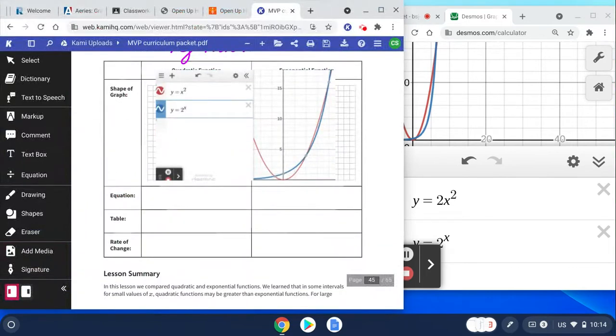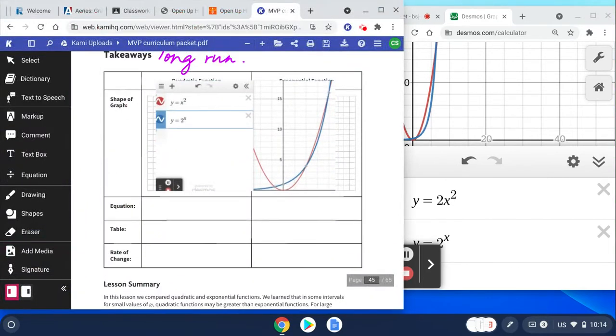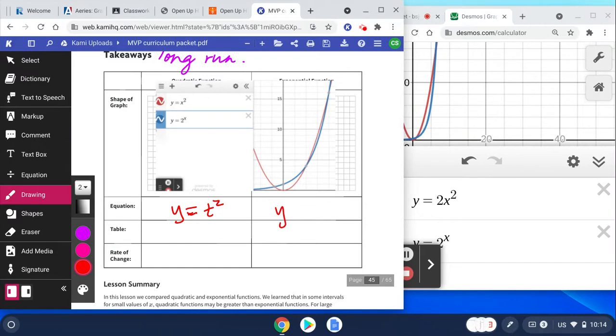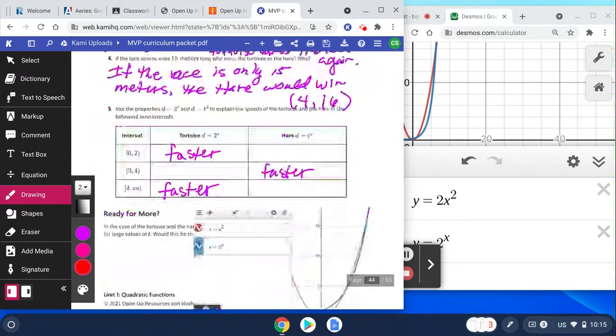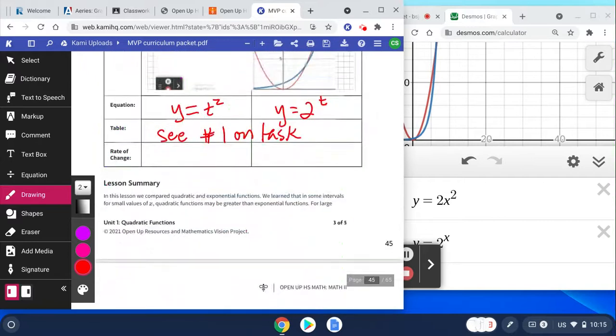What were the 2 equations? We had the t squared equation, or x squared, and we had the 2 to the power of t, which we called 2 to the power of x, because Desmos likes x's instead of t's. What was our table? You could say C number 1 on the task. We made a table for this. And the rate of change, if you guys look up here, rate of change was number 5, talking about which one was faster. So you could say C number 5.